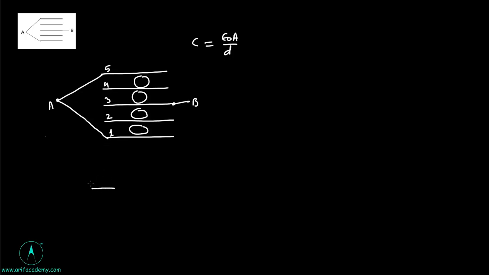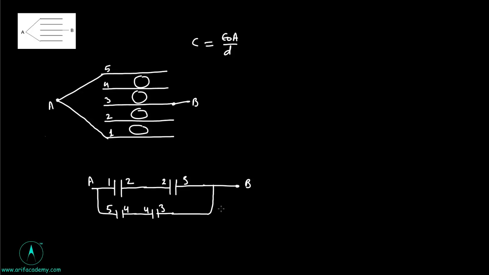So point A is connected to plate number 1, which forms a capacitor with plate 2, and 2 makes a capacitor with 3, and 3 is actually point B. Again A is connected to plate number 5. 5 makes a capacitor with plate number 4, which makes a capacitor with 3, and 3 is point B. So we have got 4 capacitors here.